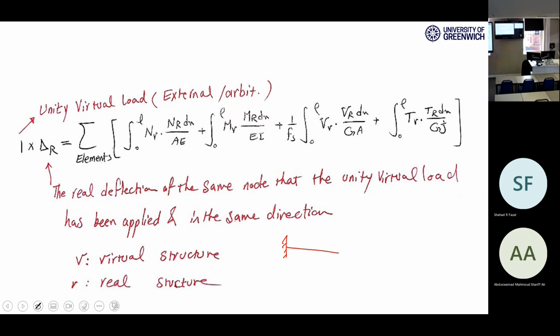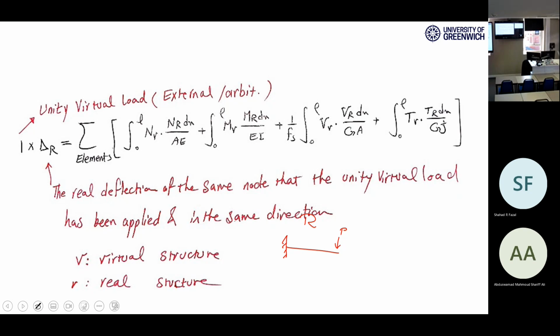Whatever you are aiming at solving, for example, this is your tutorial. Whatever you aim to solve, just name it the real structure. This is the real structure, and I show it with R. Whatever it is, if it is a beam, a frame, a truss, just name it. It is my real structure.